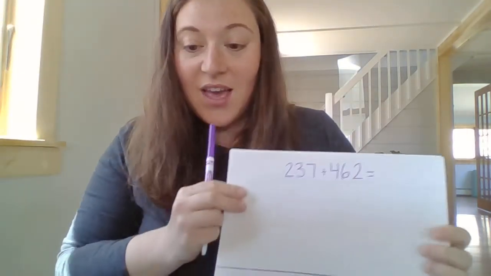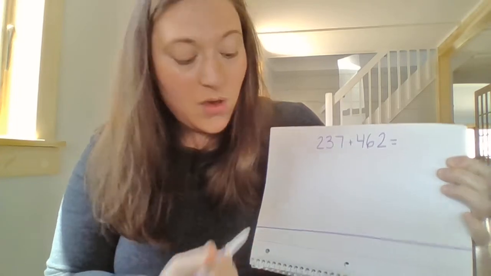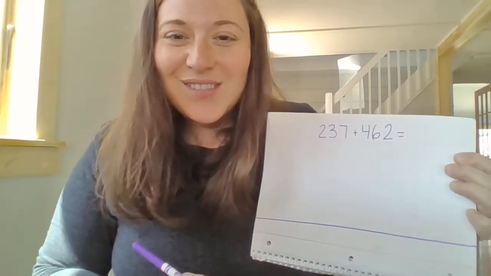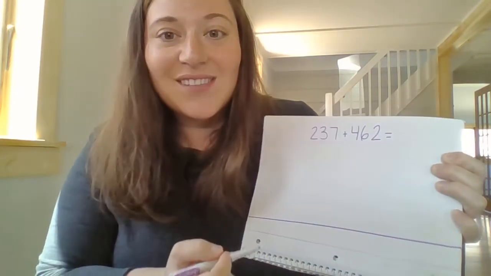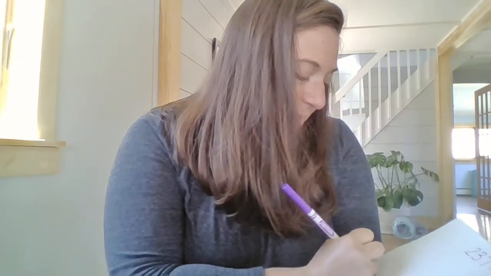We're going to be working with 3-digit numbers today. Our first equation we're going to practice together is 237 plus 462. And the long number line is down here to help us. Now we start with putting our larger number as our starting place. So our larger number here is 462.